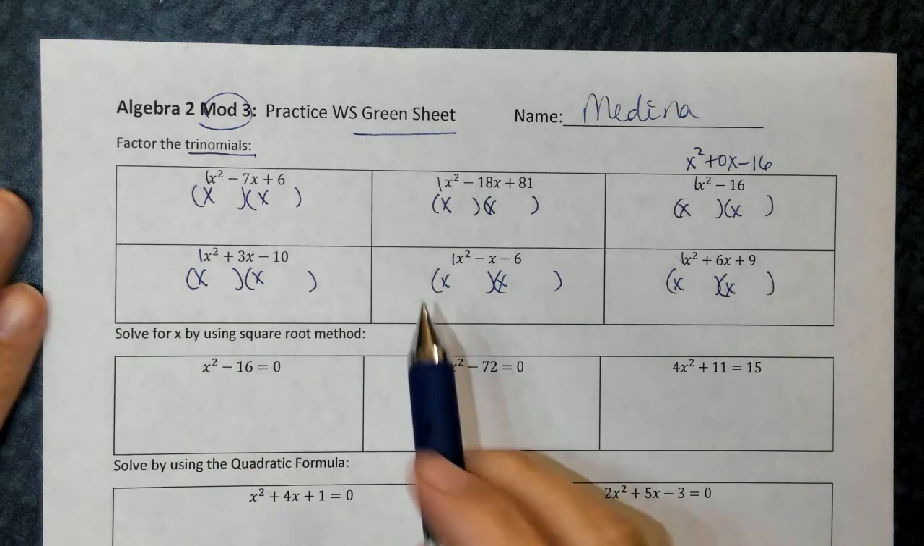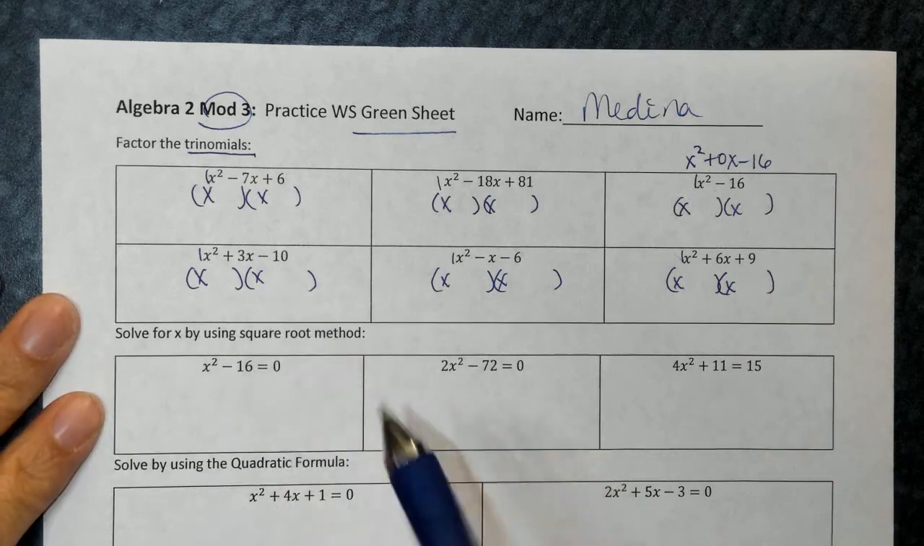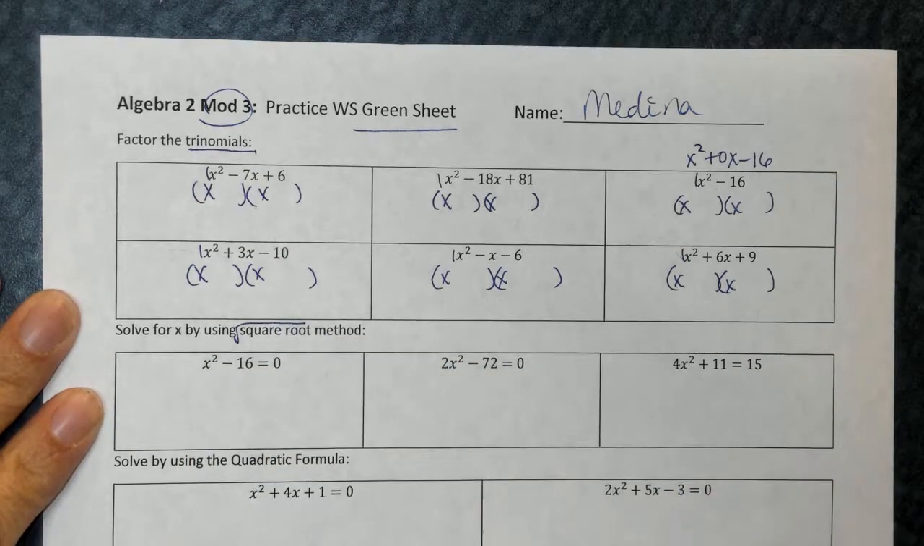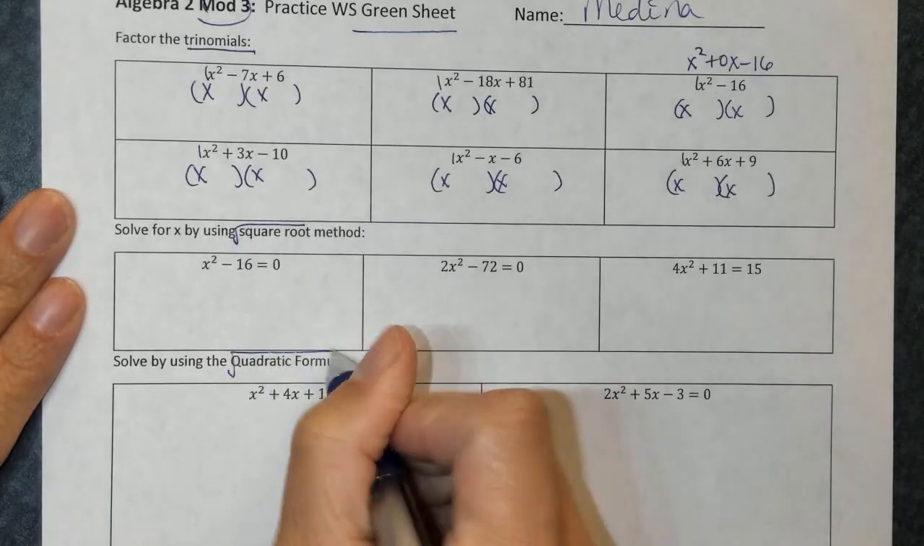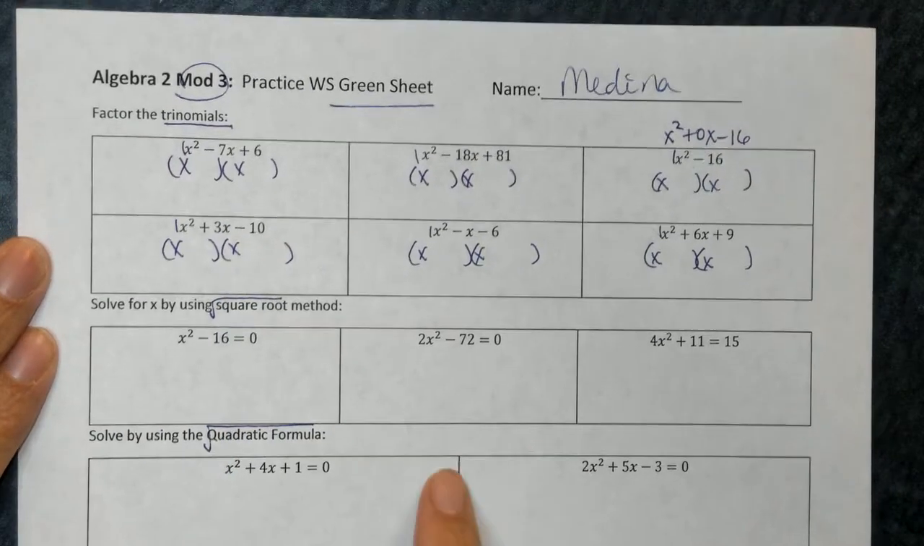And then once in a while you won't be able to factor it. It just won't work and you'll have to use a different method. Maybe you'll use the square root method, or you will use the quadratic formula, which works for all other quadratics that you can't do this or this, okay?